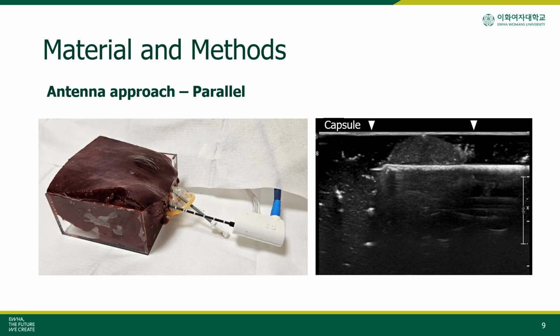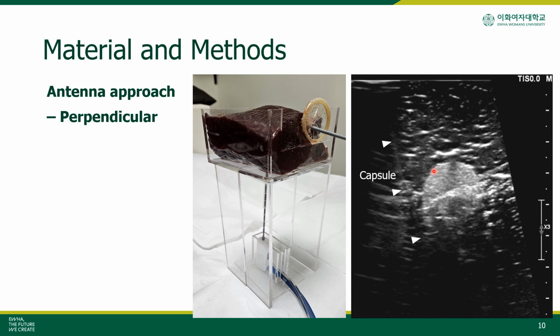The antenna approach was assessed in 2 directions, parallel and perpendicular. For parallel access, the antenna was introduced parallel to the hepatic capsule and positioned 5 mm beneath the capsule through the center of the tumor mimic model. For the perpendicular access, the antenna was inserted toward the capsule. Capsule is here, and its tip was placed 5 mm away from the capsule.